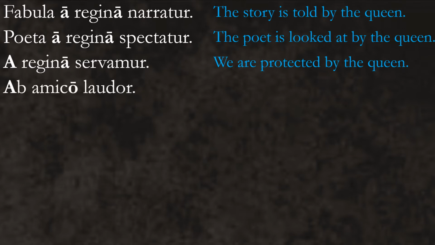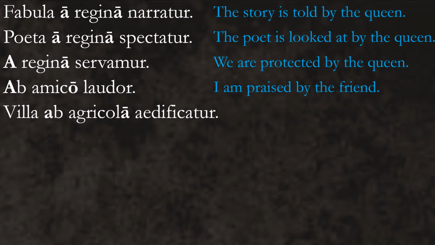Ab amico laudor. Now we're using an ab this time because amico begins with an A, and we don't really want to put two A's together. It would be like a amico laudor, and that's not going to be very easy for us to say. Villa ab agricola edificatur. Do you have this one?